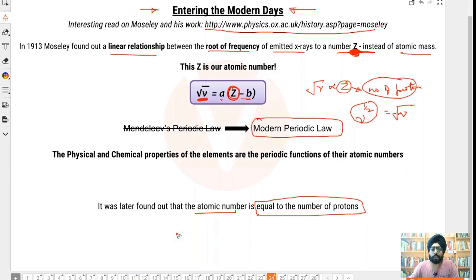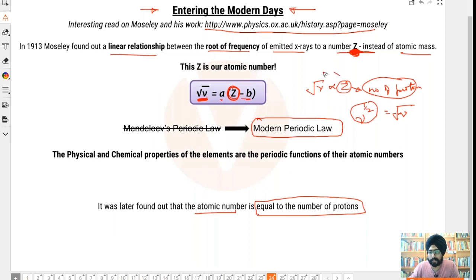Rohit, A and B are just constants. It is like root nu is equal to 3 times Z minus 4. 3 and 4 are just assumptions that I have taken. This is not the real law. Anyway, 3 and 4 are constants. Only the Z is changing, and so is the root of frequency. So these are just random constants that vary based on the different elements that you might have. So don't worry about it.